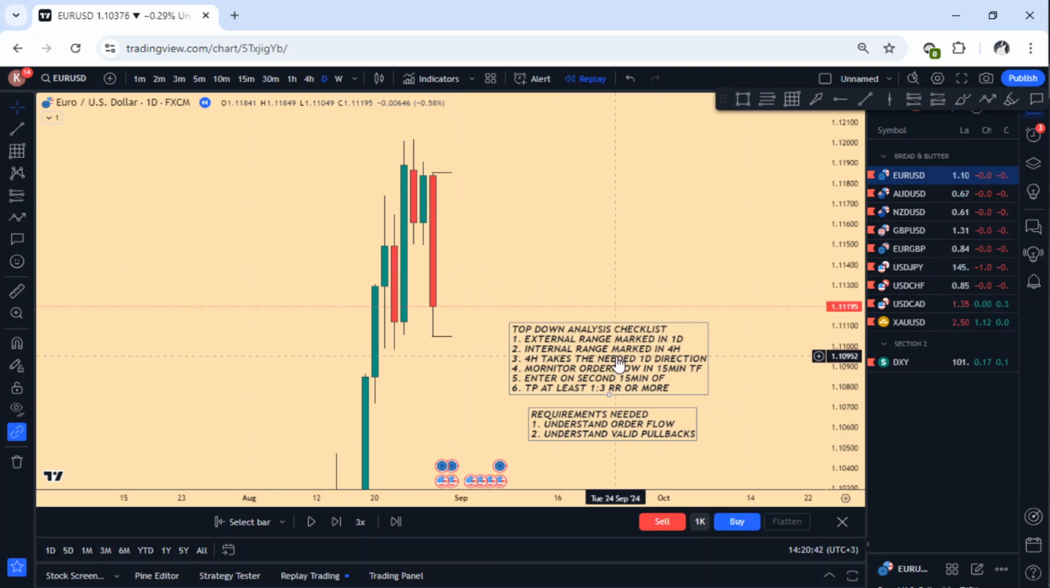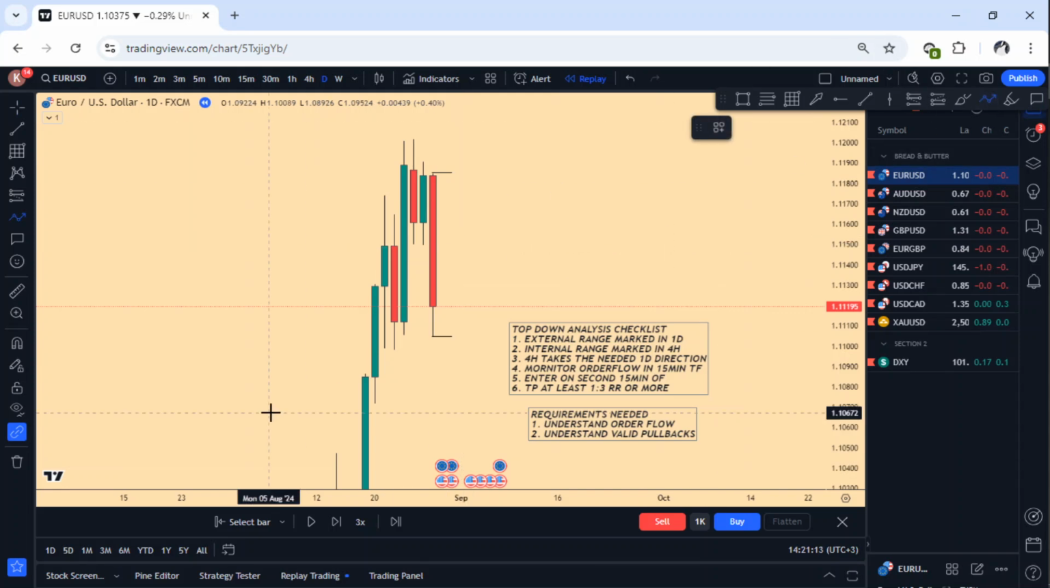And then the next thing we do is to wait for either the high or the low of that internal range to be taken. When one is taken, we look at the 4 hours and take the needed 1 day direction. Like in this case, the candle is bearish. What is your bias looking for, bullish? Even if the market was moving like this, your bias would be bullish because you don't understand that the market changed character. Now let me explain.